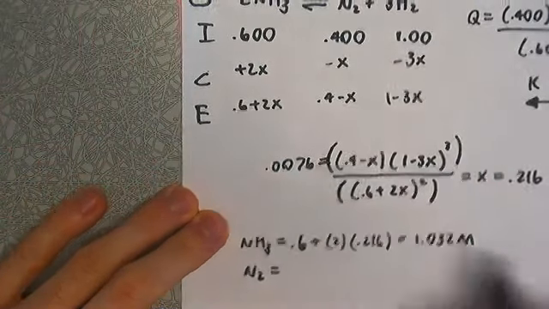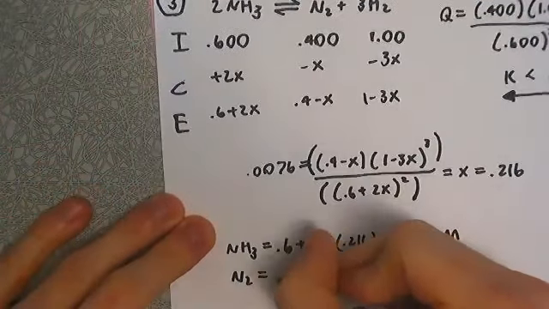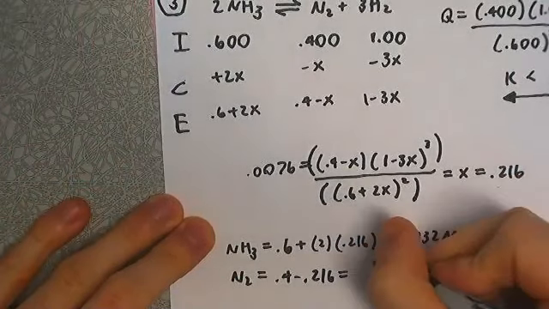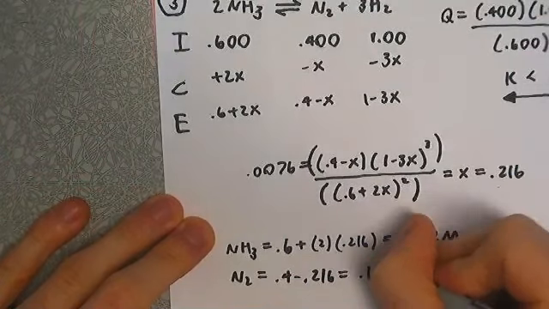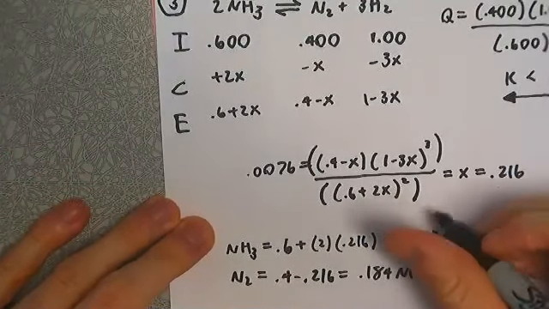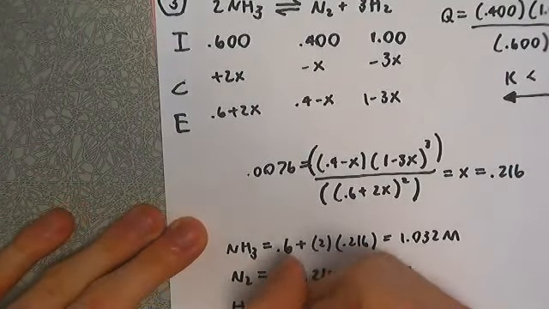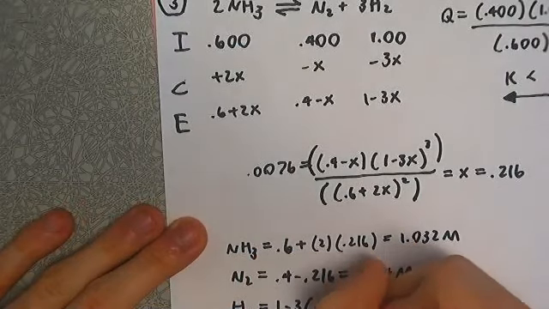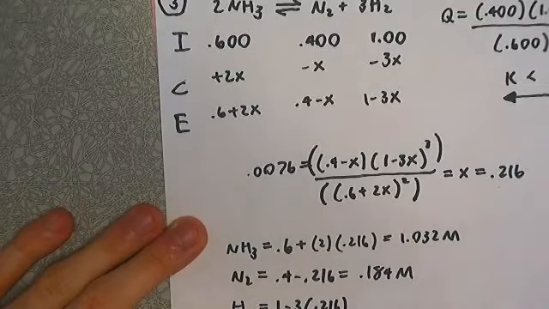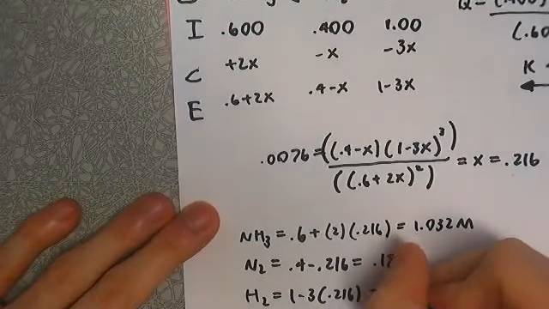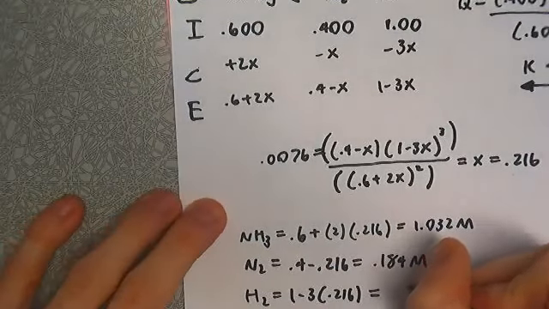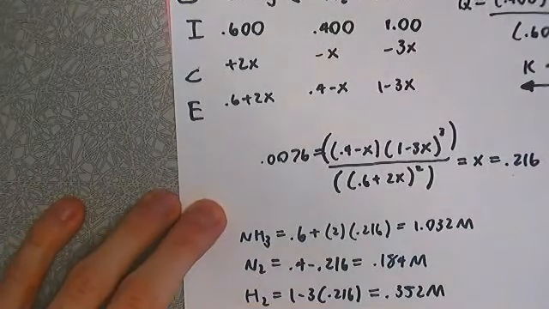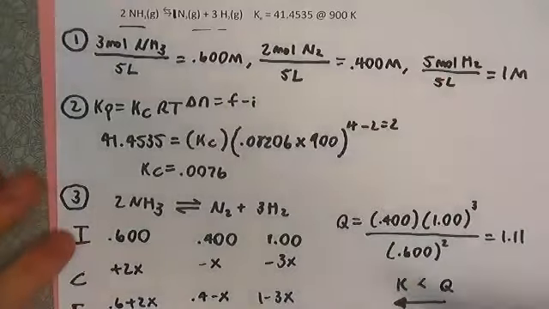Same thing for nitrogen. Nitrogen was 0.4 minus x, so 0.4 minus 0.216 would be equal to 0.184 molar. And then hydrogen. Hydrogen was 1 minus 3x, or 1 minus 3 times 0.216, and you would get 0.352 molar.